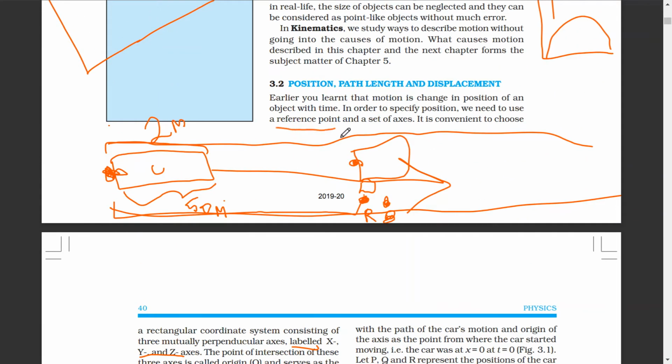Reference point is very important, right? Also to measure the distance of anything, we need it. This is a Cartesian plane. In physics, we have this type of a plane. You can call it a 3D plane.